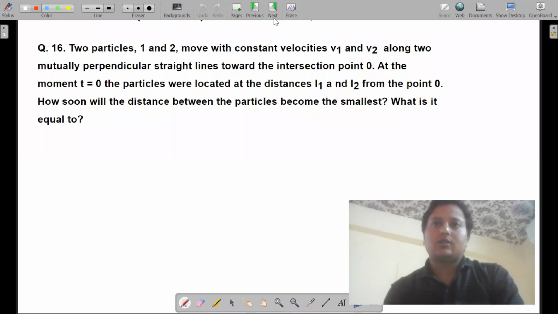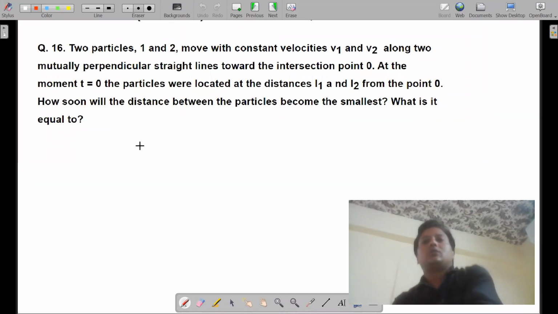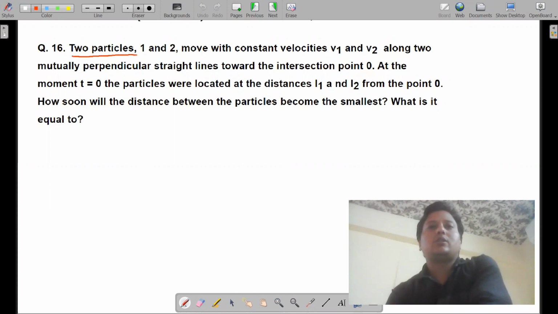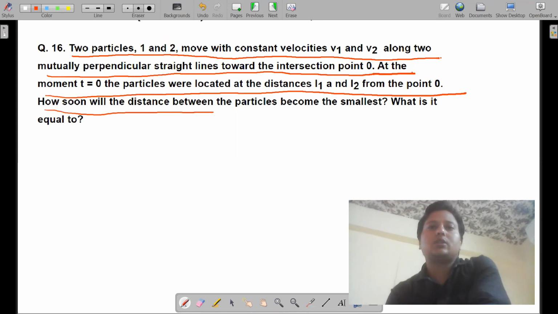In the next question, question number 60, two particles 1 and 2 move with constant velocities v1 and v2 along two mutually perpendicular straight lines toward the intersection point O. At the moment t equals 0, the particles were located at distances L1 and L2 from point O. How soon will the distance between the particles become smallest, and what is it equal to?